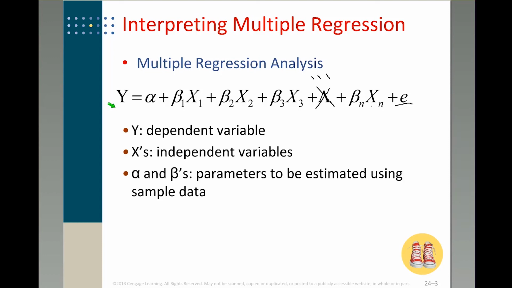Now, same as before, y is our dependent variable, x's are the independent variables, and alpha and beta are the parameters to be estimated using sample data. Basically, we're going to collect data on y and the several x's. We'll run the regression analysis, and then we'll be able to get the estimates for alpha and the betas.